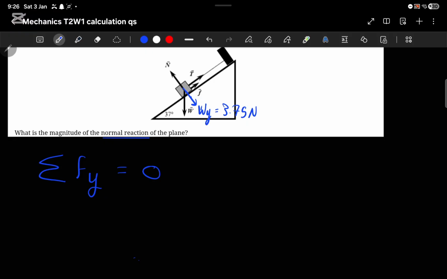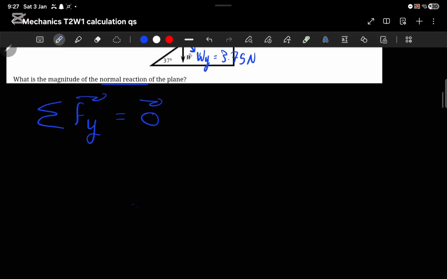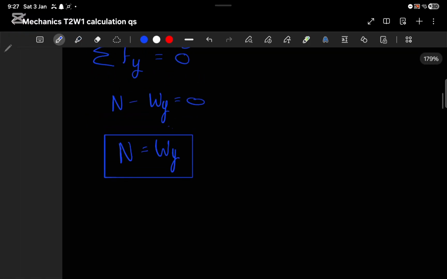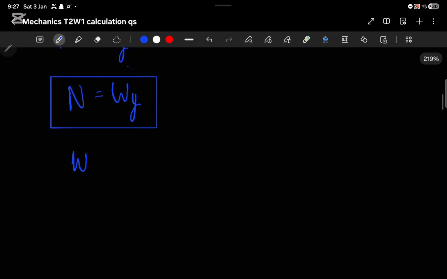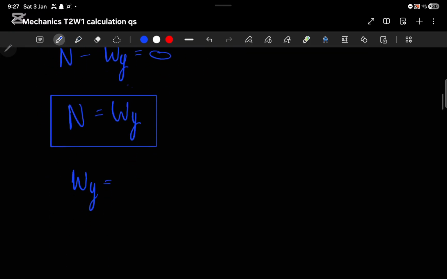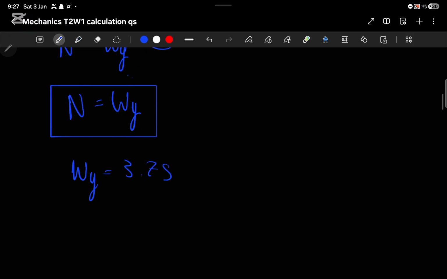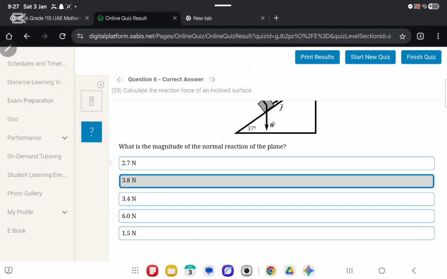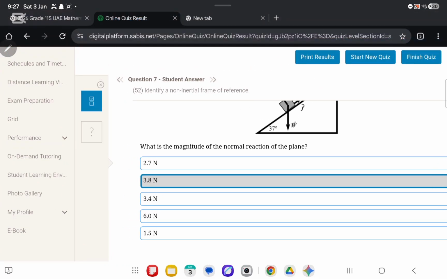It's moving to the right in this case because of the tension. So don't forget your vector arrows. You can say the normal minus Wy is equal to 0, which means N is equal to Wy. So using this, now we can find the magnitude of the normal reaction. Wy is what we found, 3.75, so this is the same thing as the normal reaction. This is your answer, 3.75 newtons. Let's check. 3.75 rounded to 3.8. Yeah, that's correct, they just rounded to 3.8. Okay, question 7.